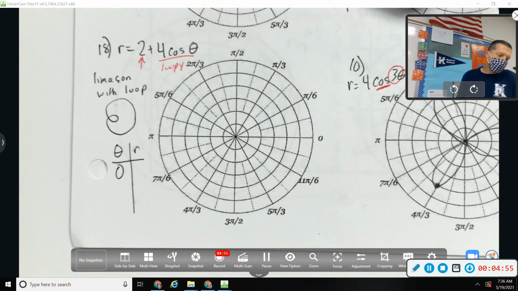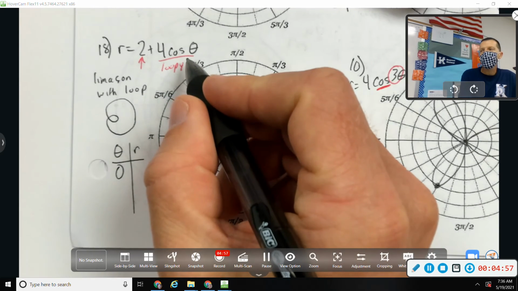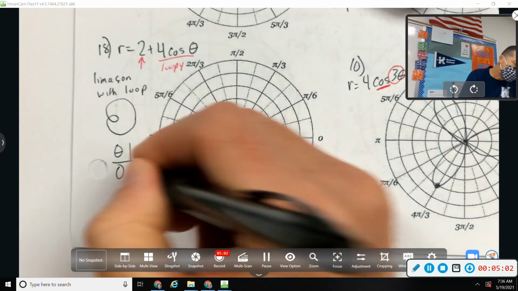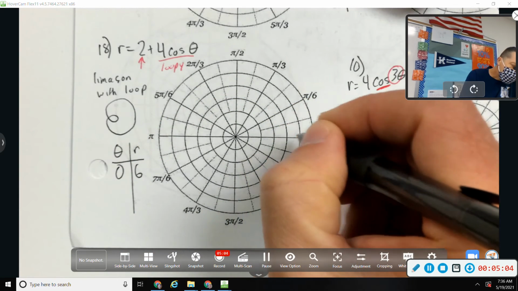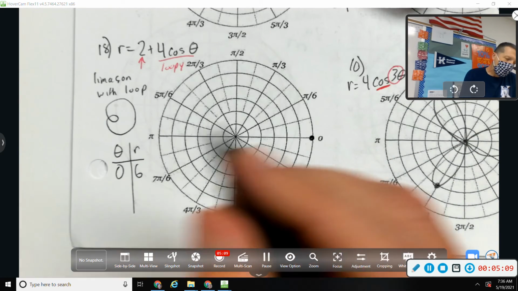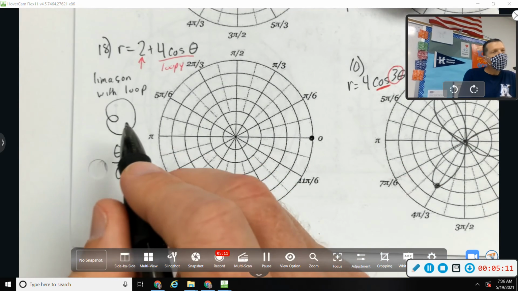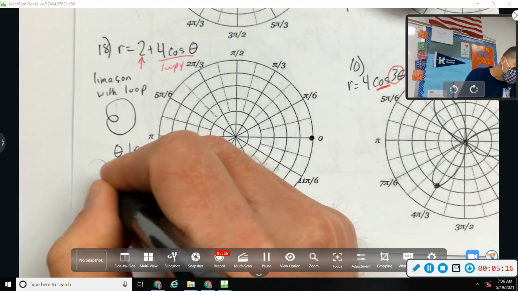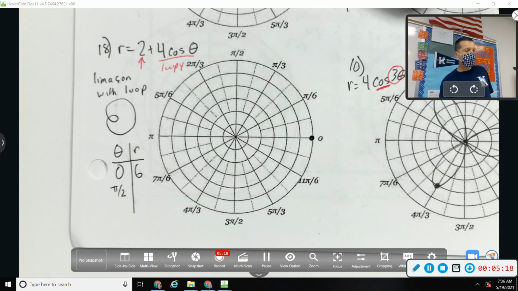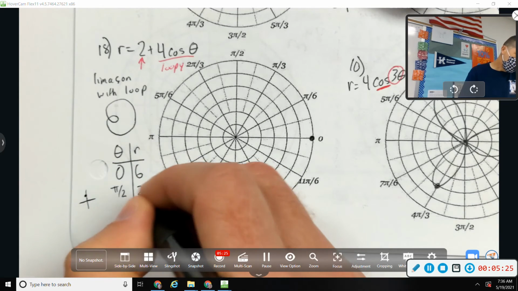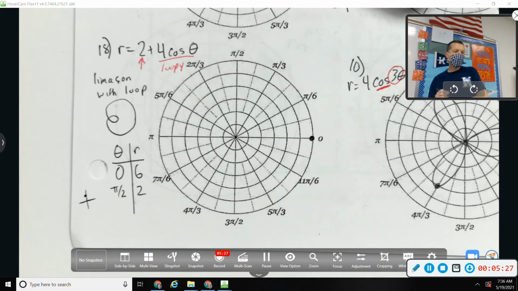So if I start with 0, cosine of 0 is 1. 2 plus 4 is 6. 1, 2, 3, 4, 5, 6. So it starts all the way out there at 6. And again, since I know the shape, I don't really need an extensive table of values. I just need to hit some key points here. Pi over 2. See, cosine of pi over 2 is 0. 2 plus 0 would be 2.